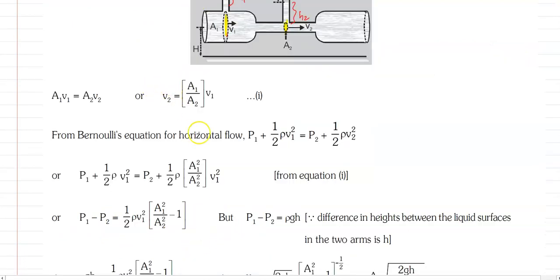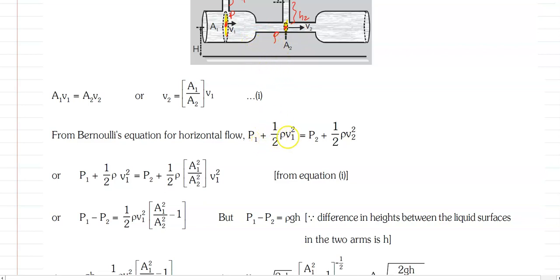From the Bernoulli equation for horizontal flow, we can apply the Bernoulli equation at a point. I take P and that point let Q. If I apply total energy at P equals total energy at Q, then we can find the rate of flow of liquid.